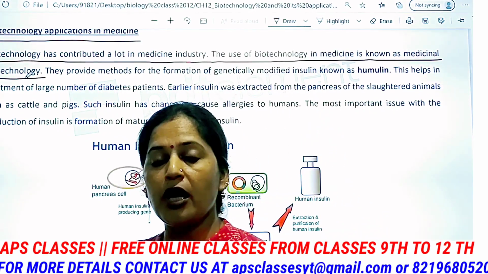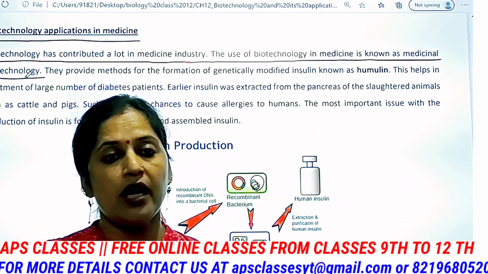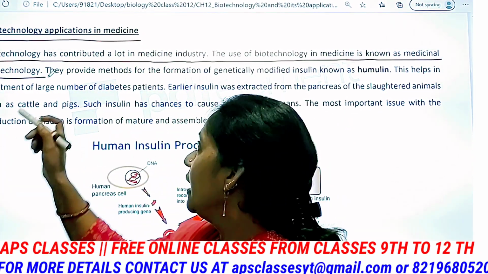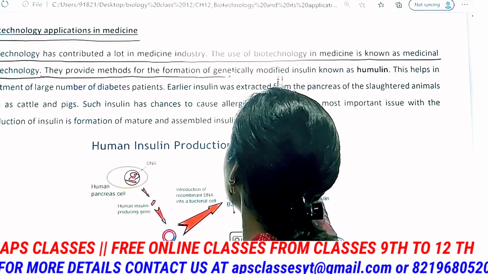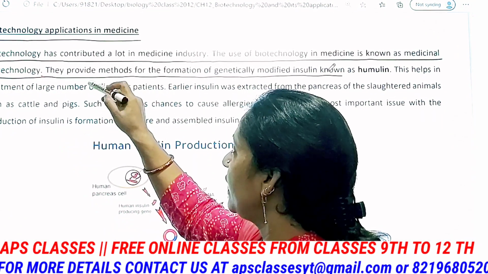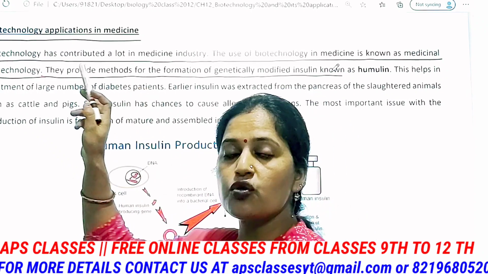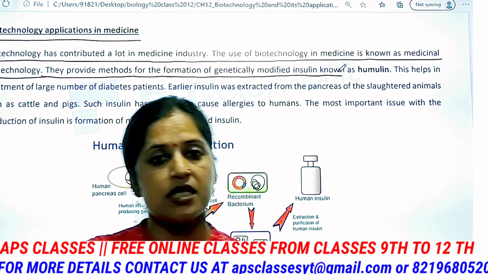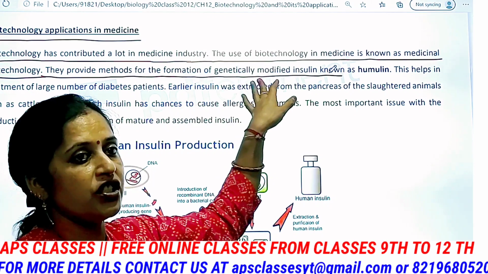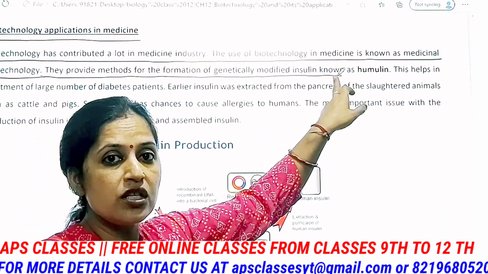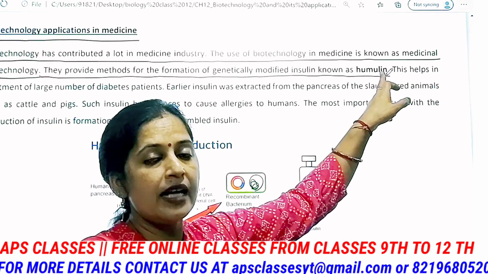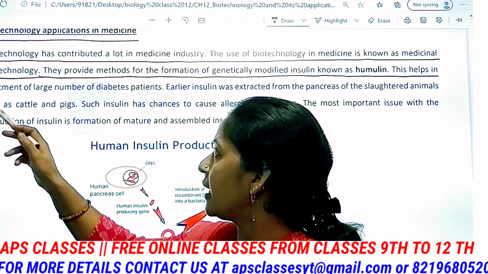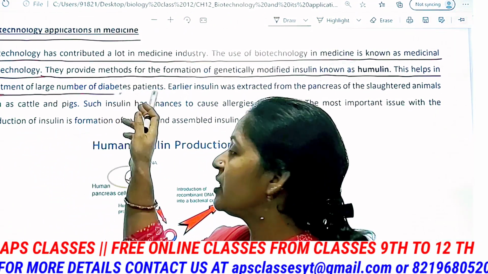जो use हमारा biotechnology का medicines में हो रहा है, तो उस चीज को हम कहेंगे medicinal biotechnology. They provide methods for the formation of genetically modified insulin. अब ये जो हमारी एक application है biotechnology की, that is to be used in the medicines, ये methods को provide करेंगे specially for the genetically modified insulin, and that insulin is known as humulin, and this humulin helps, अभी humulin जो होगा वो help करेगा in the treatment of a large number of diabetes patients.